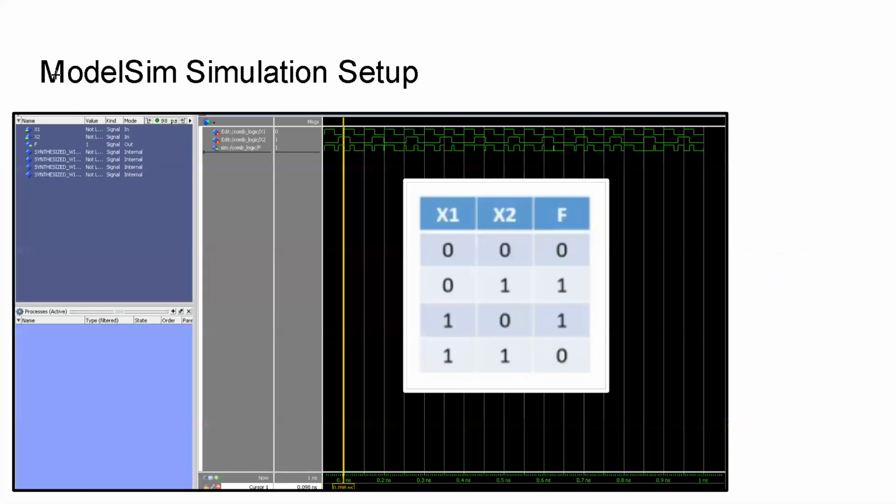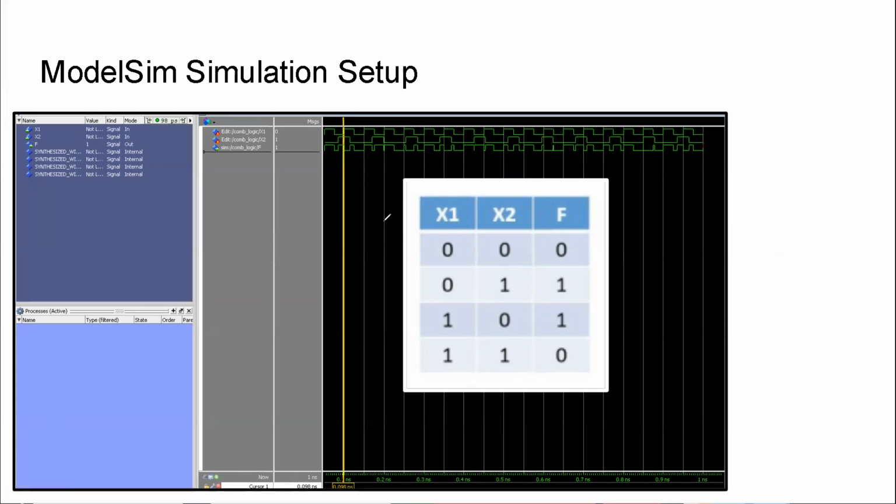Okay, so here's my model simulation setup. So what are we looking at here? Well, first I have the truth table here just so we can remember and verify what is going on. I just want you to think about this first line here as X1, and we're running this through 1,000 picoseconds. The second one here is X2, also running through 1,000 picoseconds. And this bottom line is our output, also running through 1,000 picoseconds.